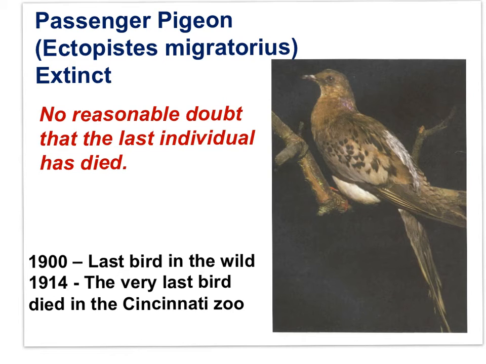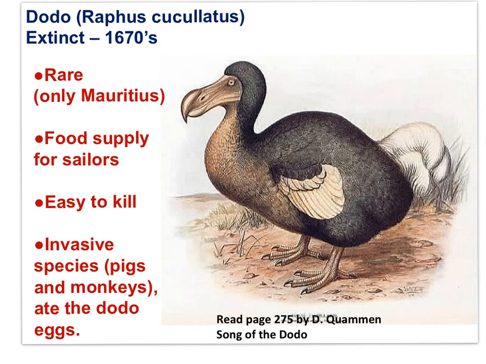Extinct is defined as no reasonable doubt that the last individual has died. The passenger pigeon is extinct. The dodo bird went extinct at some point in the 1600s. The exact date is not known because of the difficulties in recording extinctions. Many factors contributed to the extinction of the dodo bird.